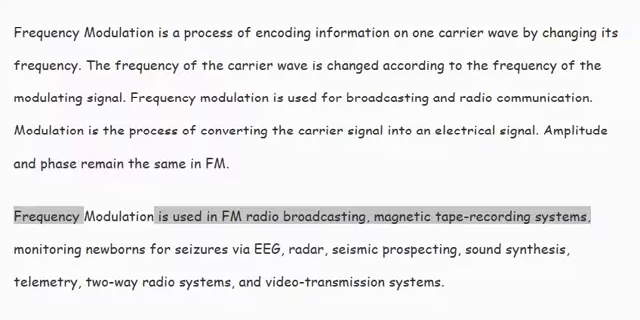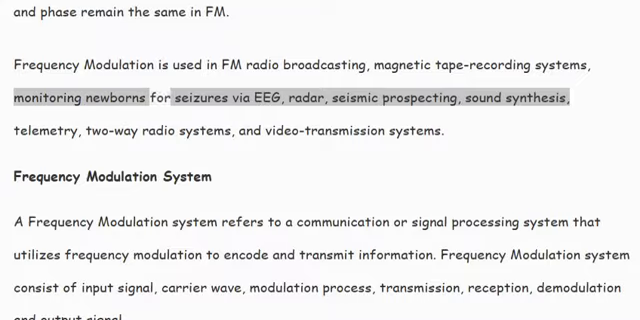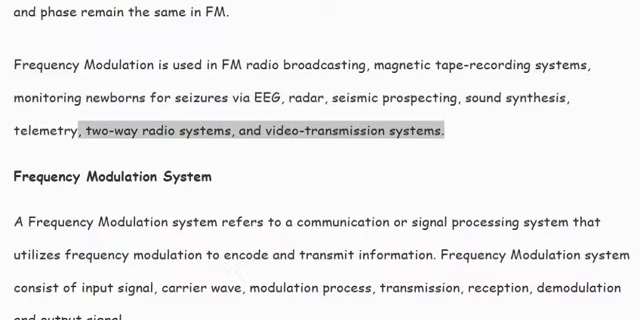Frequency modulation is used in FM radio broadcasting, magnetic tape recording systems, monitoring newborns for seizures via EEG, radar, seismic prospecting, sound synthesis, telemetry, two-way radio systems, and video transmission systems.